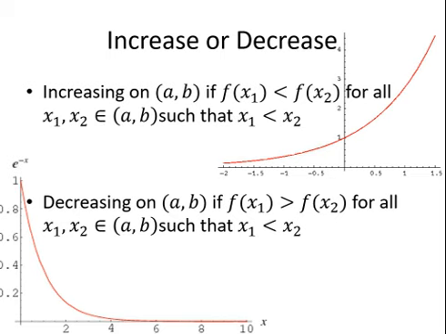Is the graph going up or down? As the x increases, does the y increase? That is an increasing graph. The second one, it decreases on the interval a to b if f of x1 is greater than f of x2 for all x1, x2 that are elements of ab such that x1 is less than x2. So this is just saying that as your x's increase over a given interval, the y's decrease. As the x's get bigger, the y's get smaller.